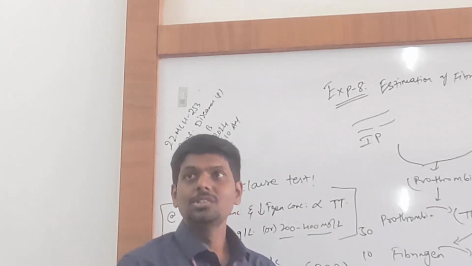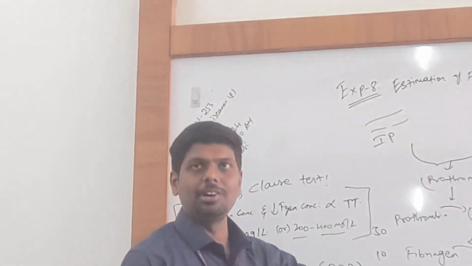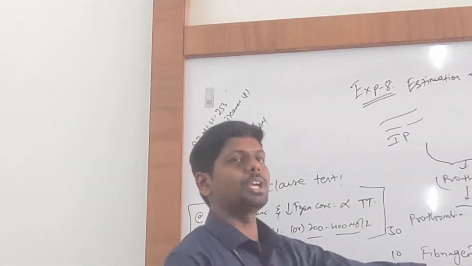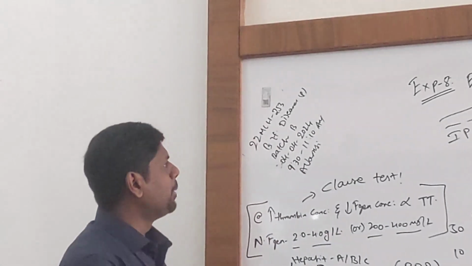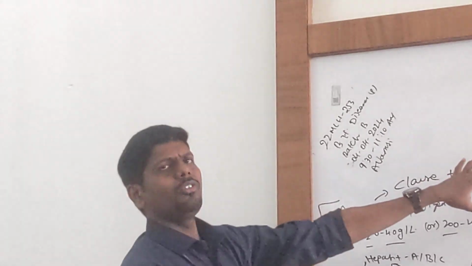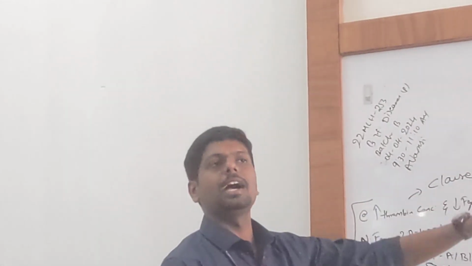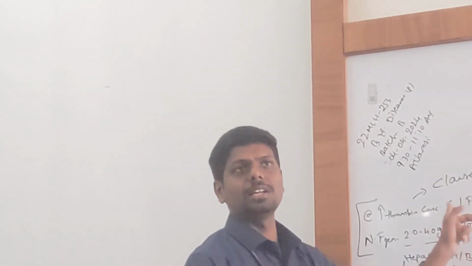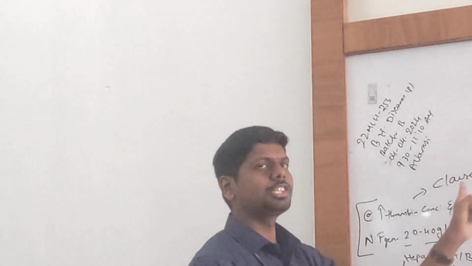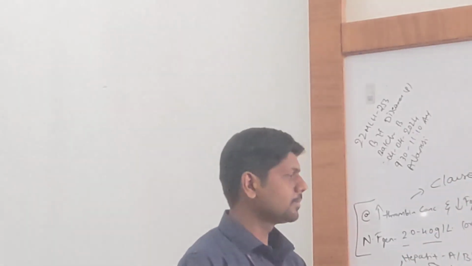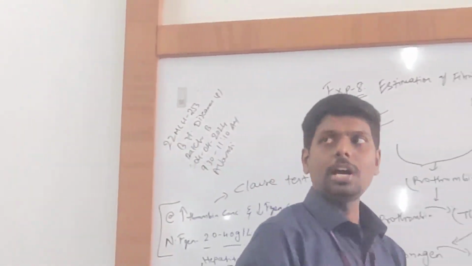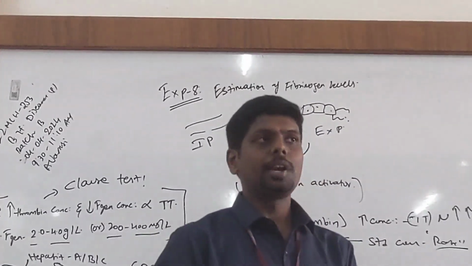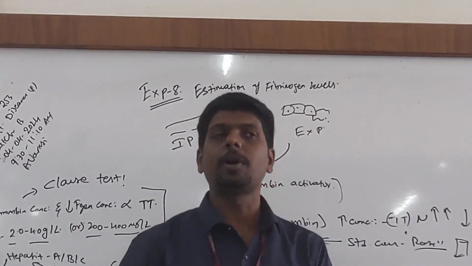Got my point? So we will monitor these levels in order to monitor the patient's health status. Okay? So that's it. This is all about the significance of fibrinogen level estimation with the help of thrombin as an actuator, by a test called the clot test. And what are the normal fibrinogen levels? 200 to 400 milligrams, or 2 to 4 grams per liter.